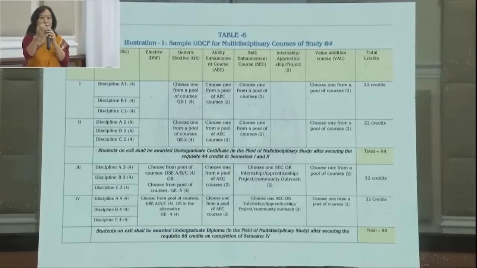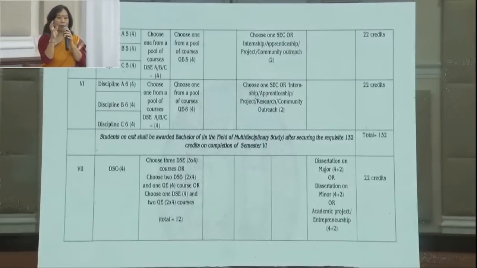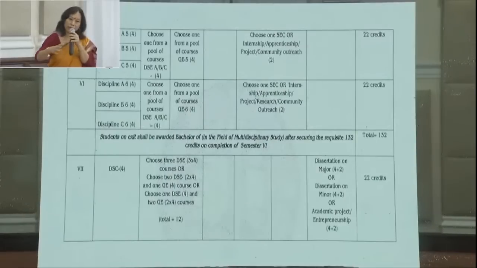It's up to the student whether to choose DSEs of discipline A, B, or C. But compulsorily, he will be studying 6. Now, in such a case, here GE is not going to form the minor in a multidisciplinary program. Minor will be formed only from the core, because till sixth semester you will be studying all six papers, three papers from three disciplines.